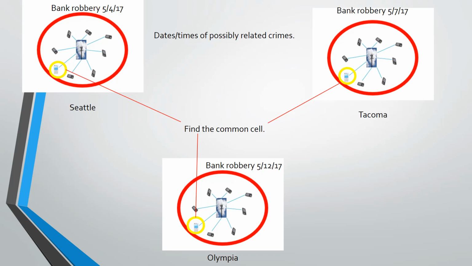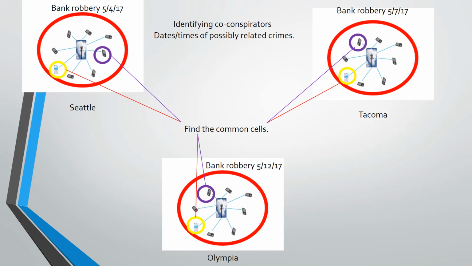So if you have these 3 bank robberies, 3 different dates and times, 3 different cities, but each one of them had a single common smartphone cell number, what are the odds that this is not the bank robber? That's a really easy tip to find out this is probably your suspect. Now, what if you find more than one? Let's say you find 2 common phones in each one of these bank robbery scenarios.